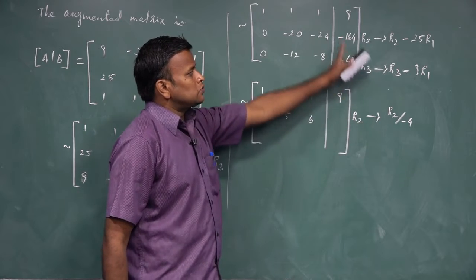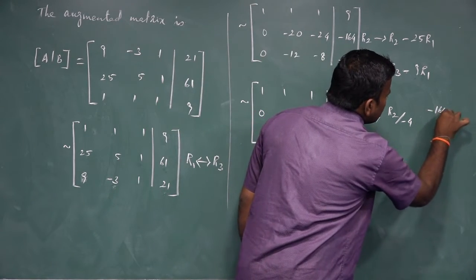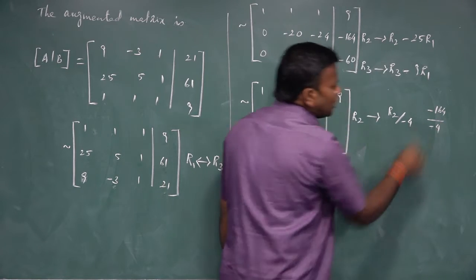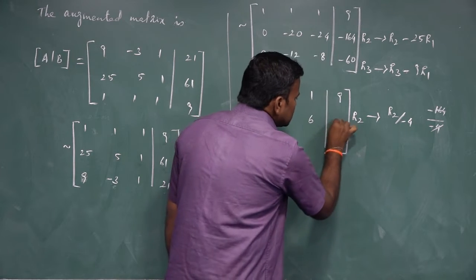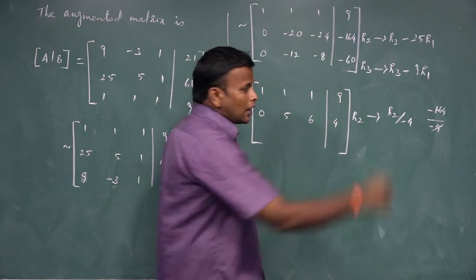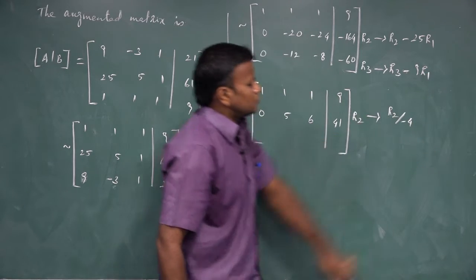Minus by minus is plus. Minus 164 by minus 4: minus by minus is plus. In the fourth table, 16 is exactly 4 times, and 4 is 1 time. So the answer is 41.